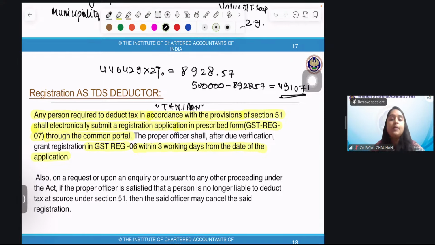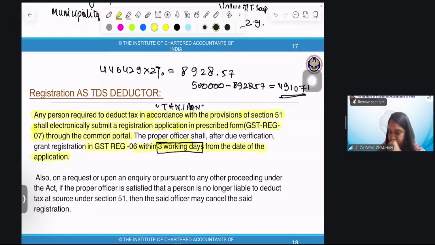Now tell me, first of all, if I need to deduct TDS, I have to get myself registered. Then only I can deduct the TDS. And once I file a registration for TDS, if my application is complete in all respects, within how many days will I get the registration done? Yes, within 3 days. Within 3 working days, I will get the registration certificate. Very good. Everyone, please remember, we need to consider 3 working days, right?